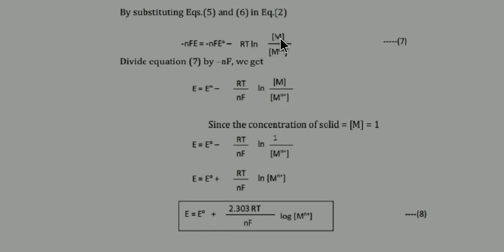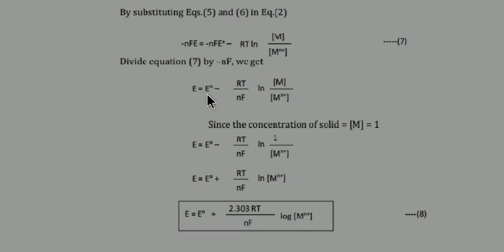So now it is M by Mn+. Now I want the relation for E, that is the electrode potential. In order to get only E, I have to divide this whole equation by minus nF. So I'll divide by minus nF so that I am left with E. Here also I have divided by nF.